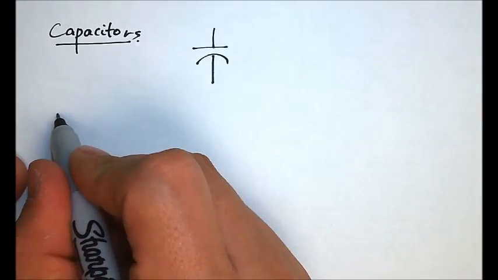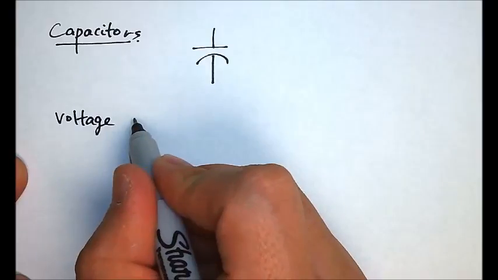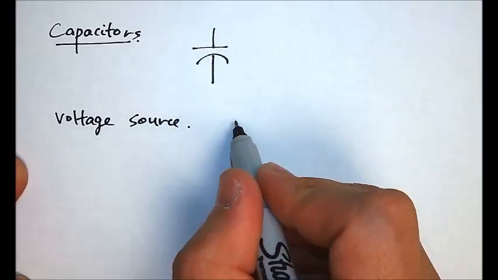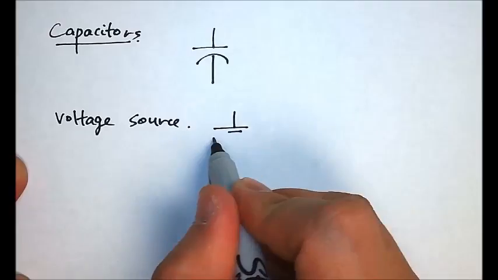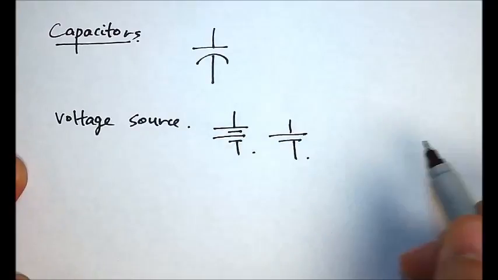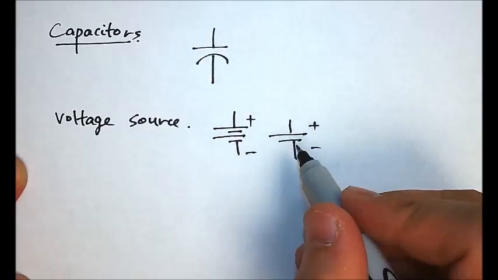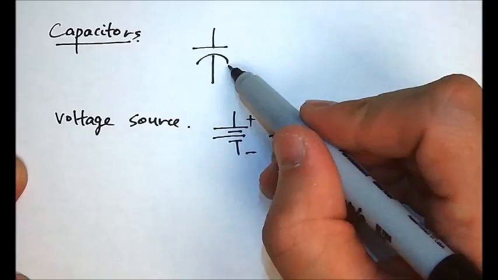A voltage source has a symbol that looks like this. In some cases you can draw it like this, with a plus and a minus. Plus minus. This is a voltage source. Here we have this kind of curved line for capacitors.